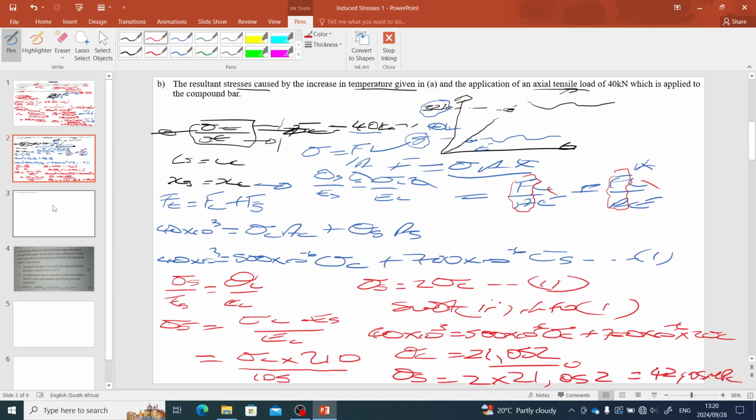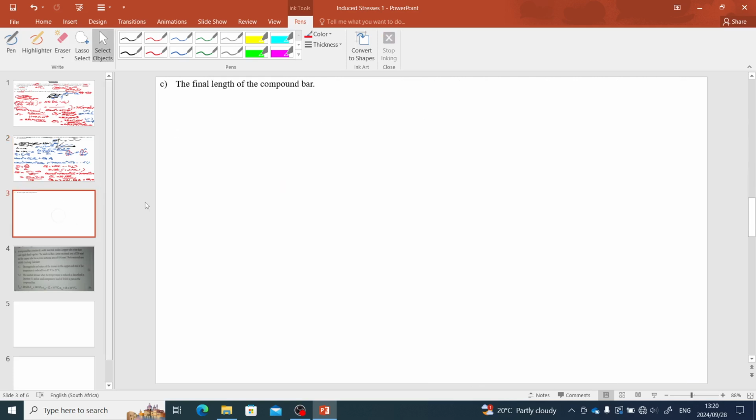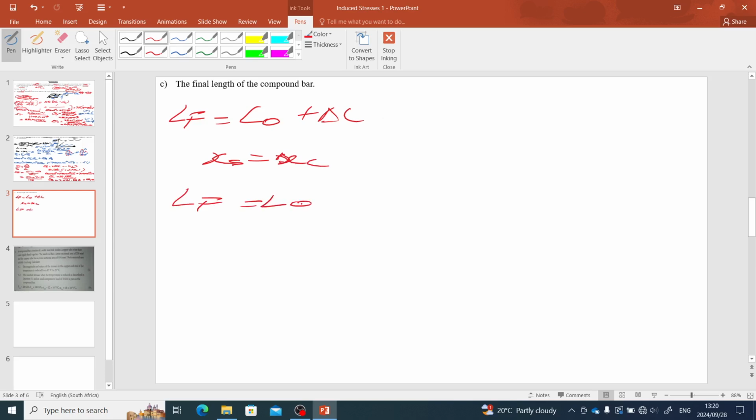Okay, let's look at the third question here. The third question, I will leave it to you to attempt it, to solve it. Now, we said that L final equals L0 plus the change in length. Now, what is it that we know about the change in length? We know that change in length of S equals change in length of C. It means here we are having L final equals L0 plus change in length S or change in length C. This is how you tackle the last question in calculating what? The L final.